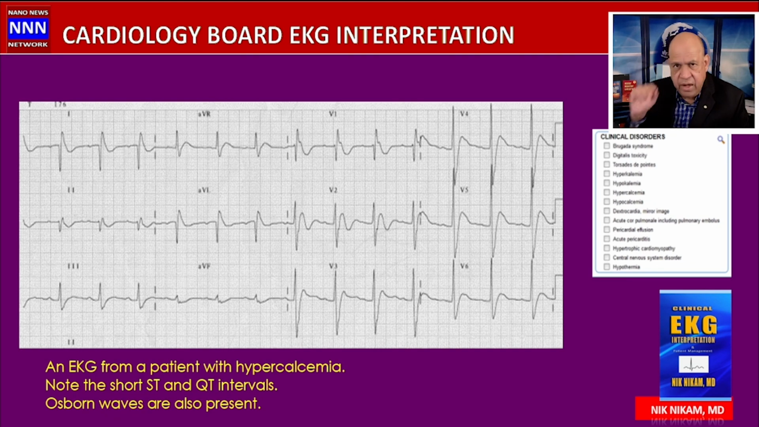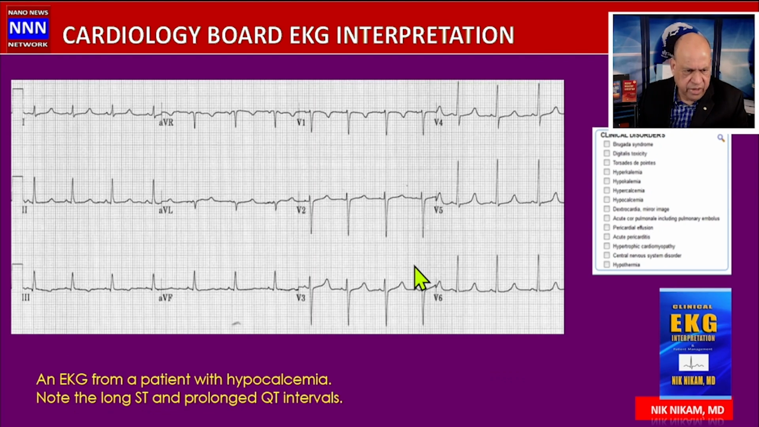hypercalcemia, a high calcium level. In addition to that, we also have a right bundle branch block, right axis deviation, and an anterior infarct here because of the QS in 1 and aVL. All right, let's move on to the next one here.